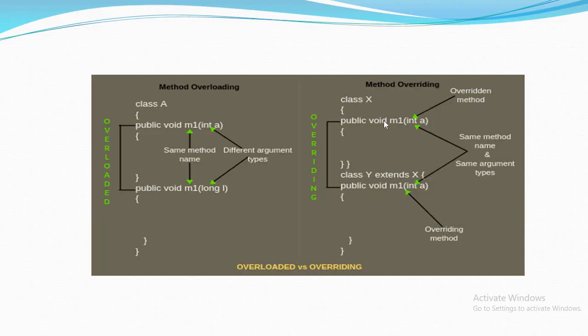So this is the difference between method overloading and overriding. Method overloading depends upon the same method name with a different number of arguments. In method overriding, we are using the same function in the parent class and subclass.